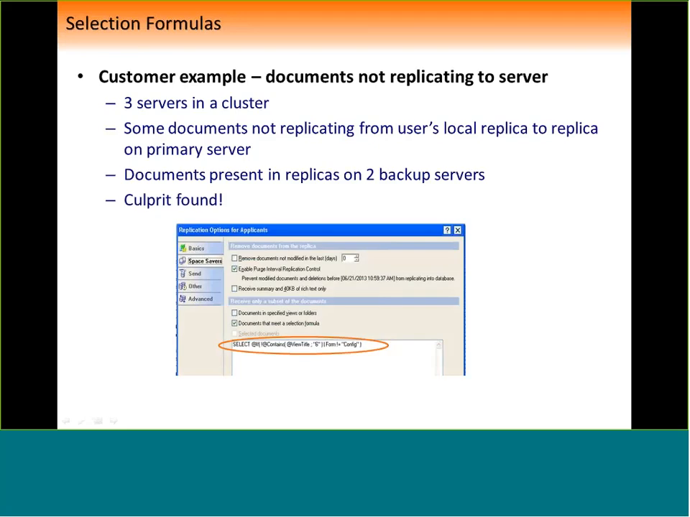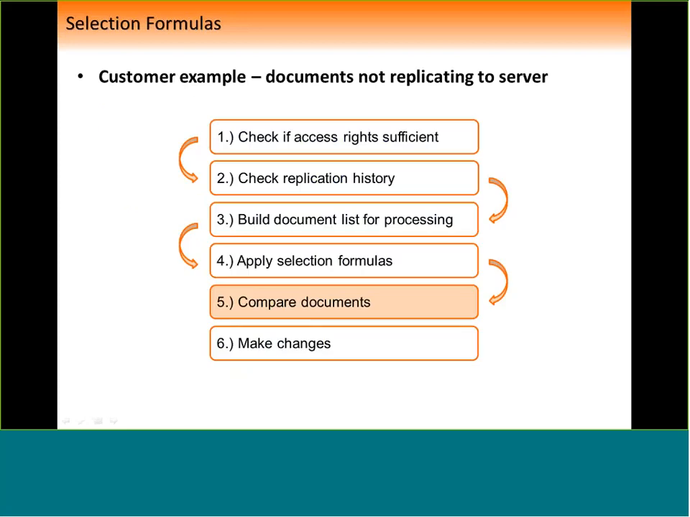So we did some investigation, and what we actually found is that someone had inadvertently, and it was a complete accident, gone into the replica on the primary server and put in a selection formula. So once we discovered that, we were able to take out that selection formula, and sure enough, the replication problem had resolved itself. So very simple to fix, but it took a little bit of digging to get into that one.